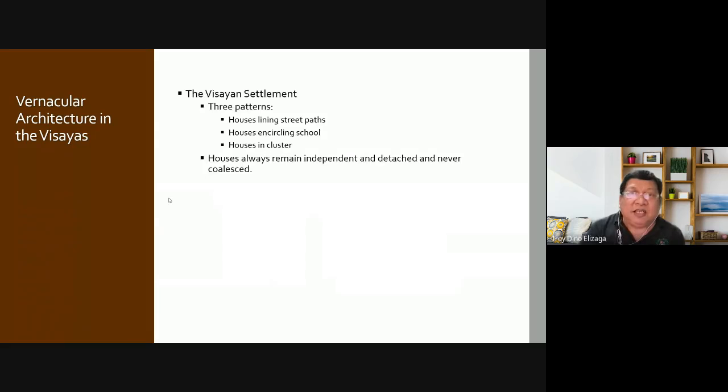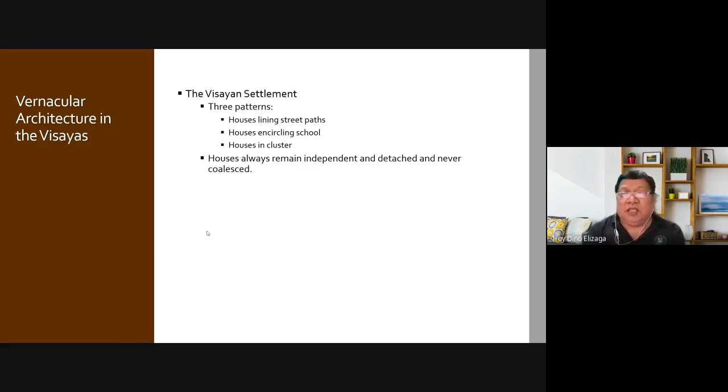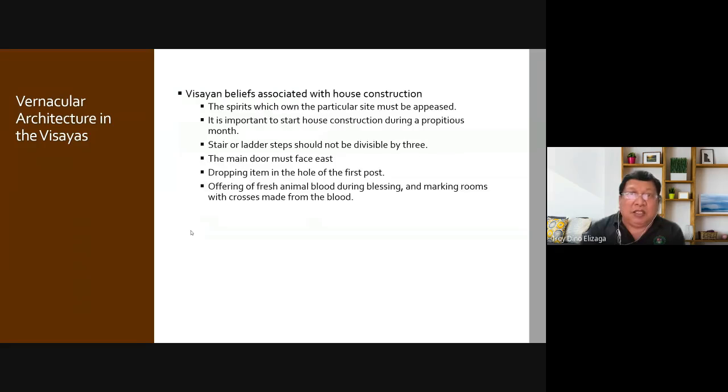So the Visayan settlement had three patterns. It's lining the street, or they're encircling a school, or the houses are in clusters. Okay. So they're never coalesced, meaning to say they're not joined together to form one big building.